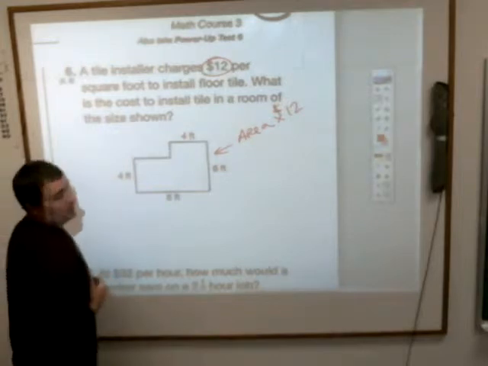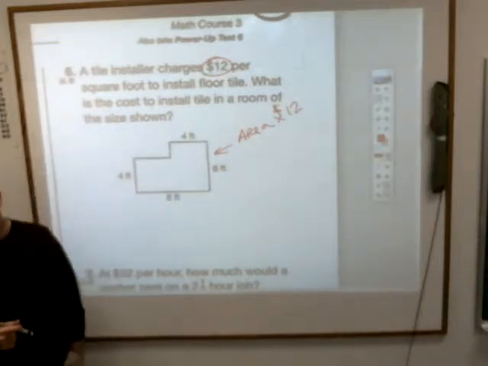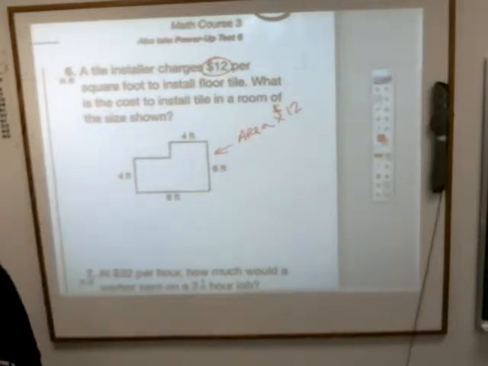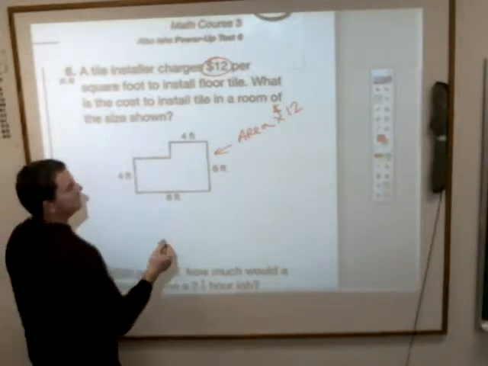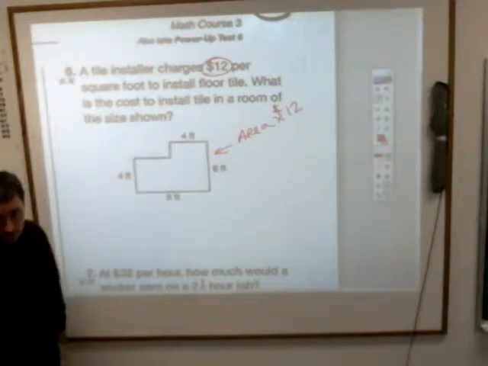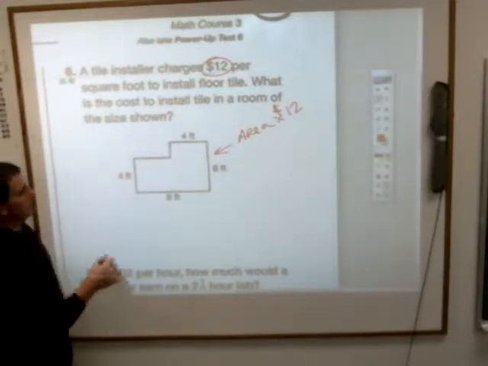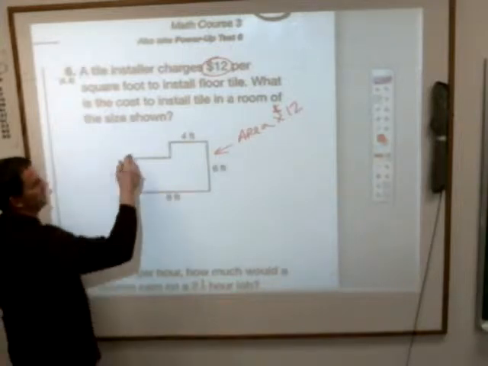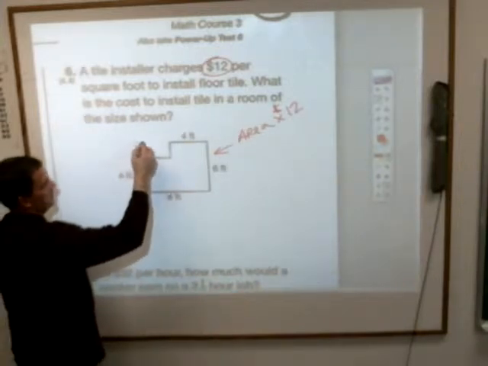So in order to find the area of this, since we don't have a formula that finds the area of whatever shape that is, you have to cut it into pieces. And it's up to you. Did you cut it in pieces? Well, no, I added 2 to the 4 feet to make a box. Okay, so you did this? Yeah. Okay, that's another way to do it.